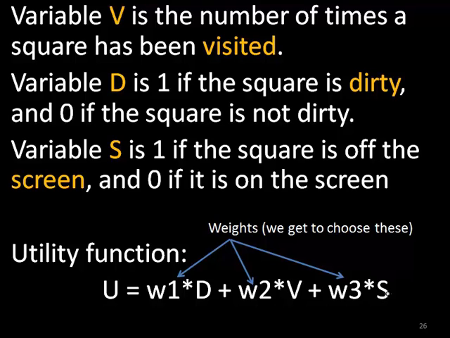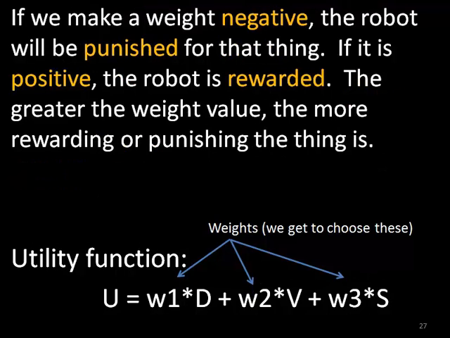A weight will be negative if it represents a punishment, and positive if it represents a reward. The magnitude of the value tells how much punished or rewarded the agent will be. So in other words, a negative weight represents punishment. A positive weight represents reward. The greater the weight value, the more rewarding or punishing the thing is. We get to pick the weight values, but the variables d, v, and s will be different for each square that the agent is considering going to.